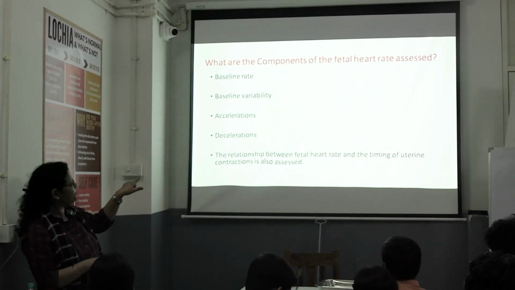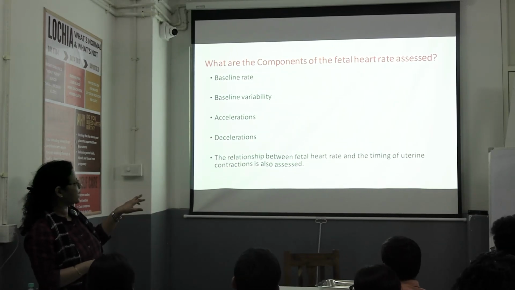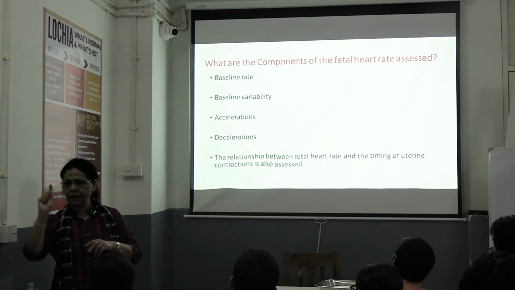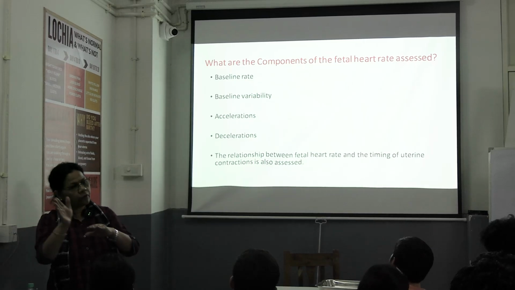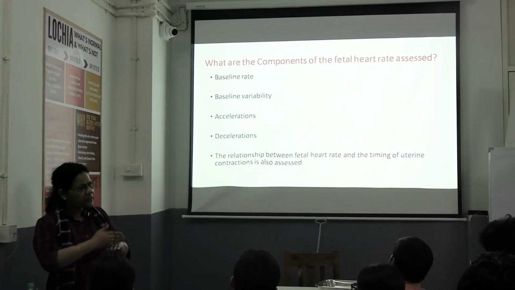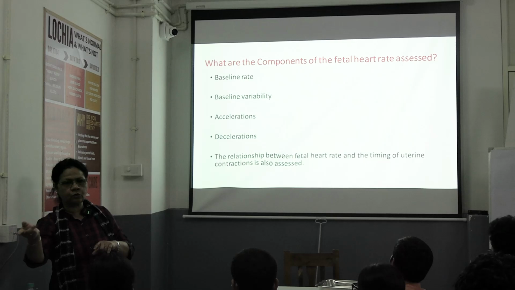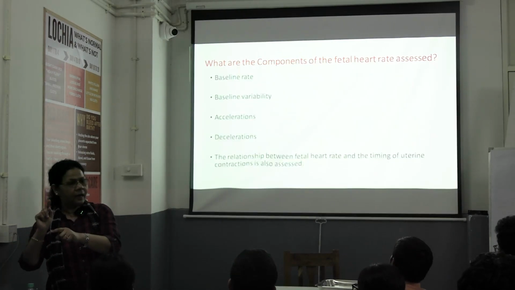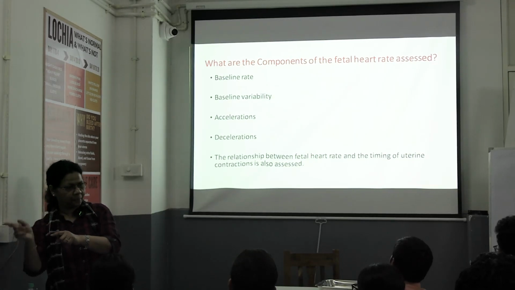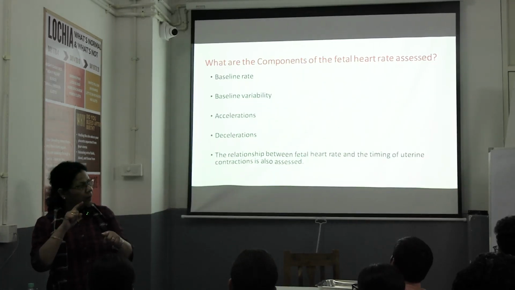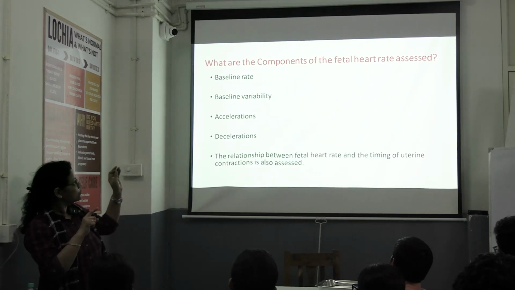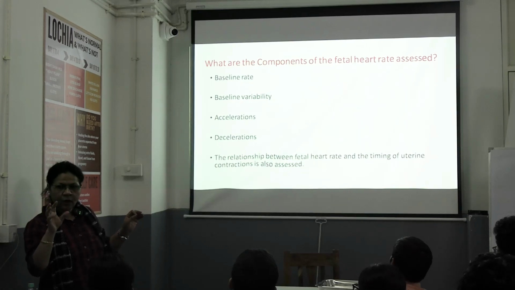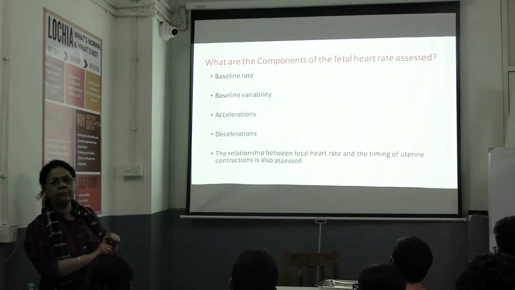So the relationship between fetal heart rate and timing of the uterine contraction is also assessed. When the uterus contracts, the fetal heart rate can drop. But it will again come up to the normal level when the contraction passes over. But sometimes it doesn't. The contraction has passed over, but the heart rate doesn't come back to the baseline. So that is a late deceleration. So that can be an important point to say whether the baby is not doing too well. You are suspicious that the baby might be having some problem.